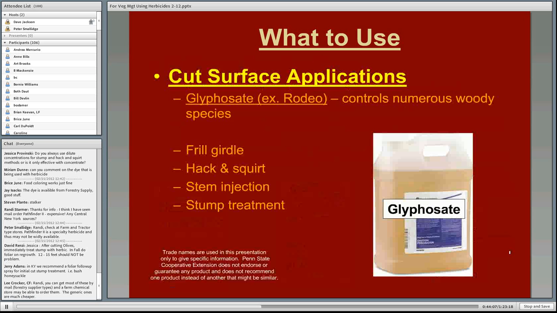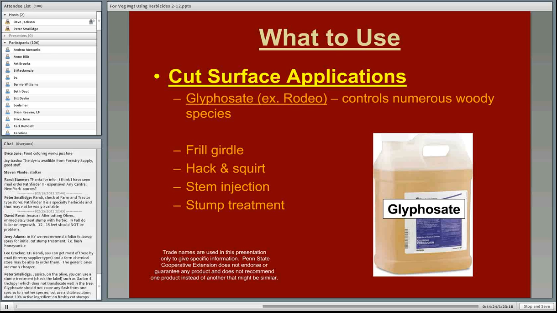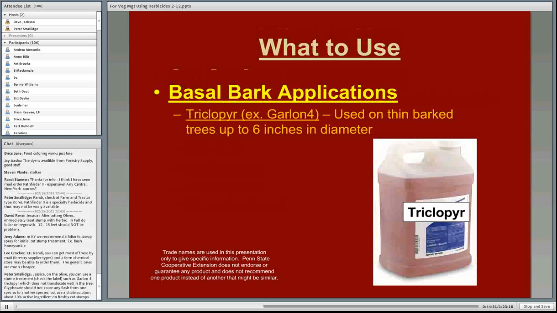For cut surface applications, we can use glyphosate again, Rodeo for example. It controls numerous woody species. When we're looking at the frill girdle, hack and squirt, stem injection, and stump treatments, all of those are different kinds of cut surface applications where we can treat that cut surface with a glyphosate product. And lastly, we have basal bark applications. If we're treating striped maple or beech sprouts in an understory with a basal bark application, we're going to use triclopyr, but the ester formulation, in a product such as Garlon 4. Use that on thin bark trees up to 6 inches in diameter.